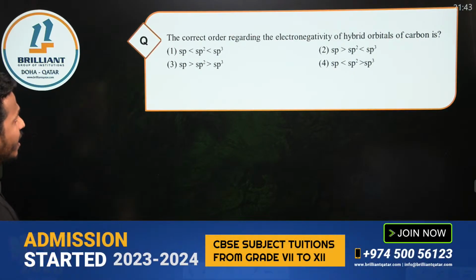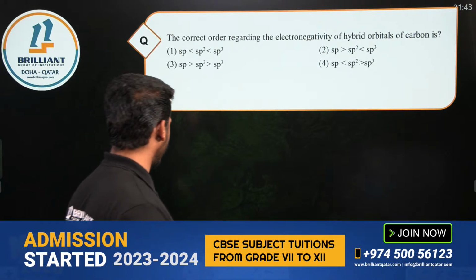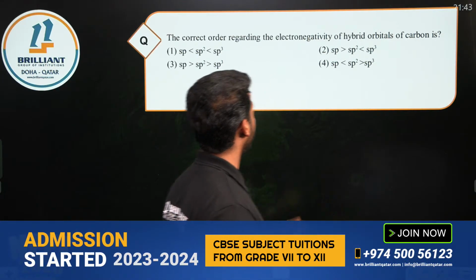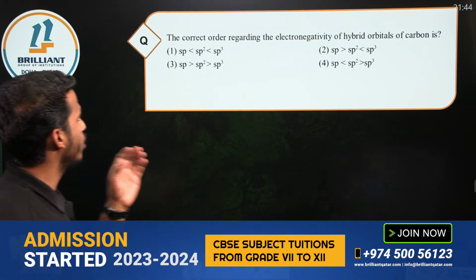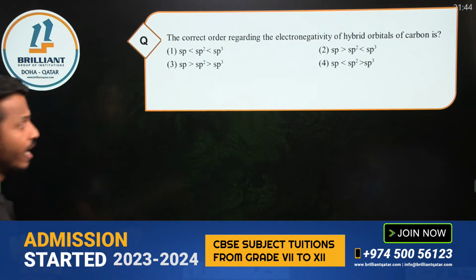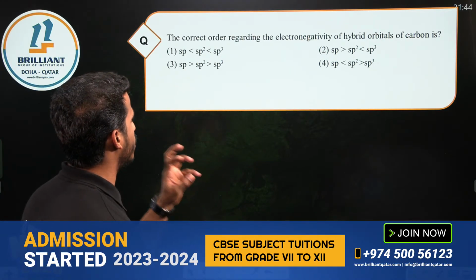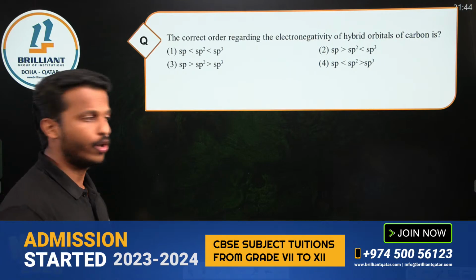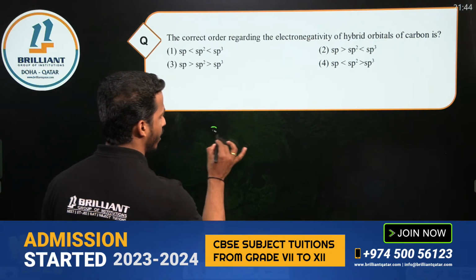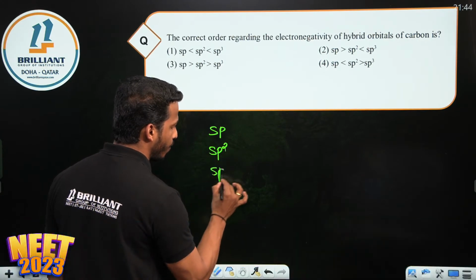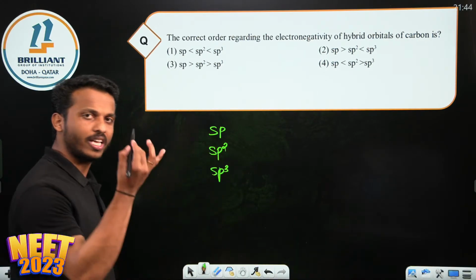Next one. What is the correct order regarding the electronegativity of hybrid orbitals of carbon? Come on, all of you. You know very well what the electronegativity order is. Yes, sp, sp2, sp3 hybridization. What is the s character?